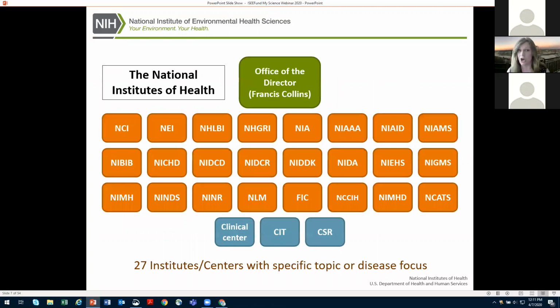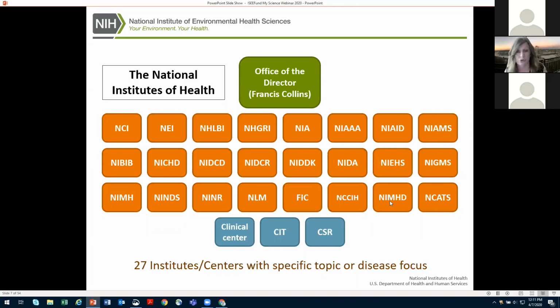As you know or don't know, there are 27 other institutes and centers here at NIH. Most of them have a disease focus. I'm not going to go through all of these. Although you may be interested in the environment, there are institutes grounded in NIDDK, which covers diabetes and kidney disease, and we have an institute on drug and alcohol abuse.